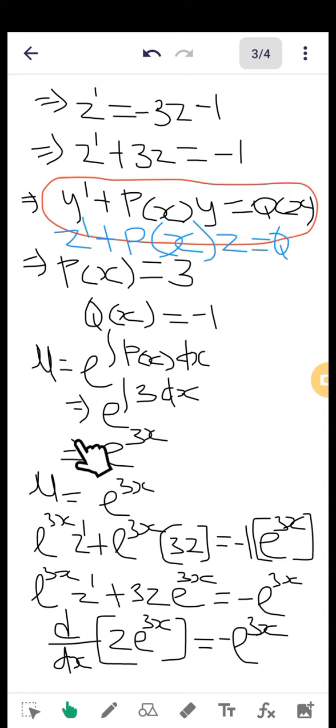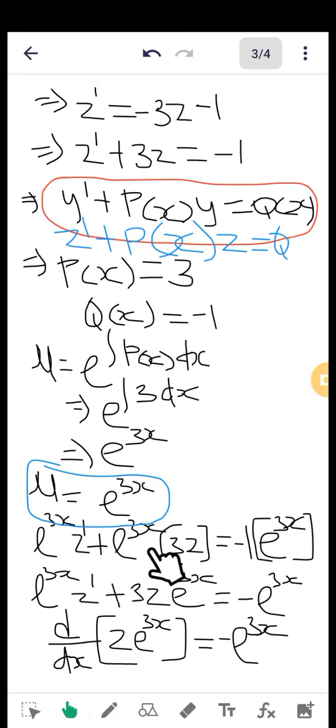Finding my integrating factor, I know that my p of x is 3 by comparison. So I integrate: the integral of 3 dx gives 3x, because the integral of a constant is the constant times x. So we get e to the power 3x. This is my integrating factor.